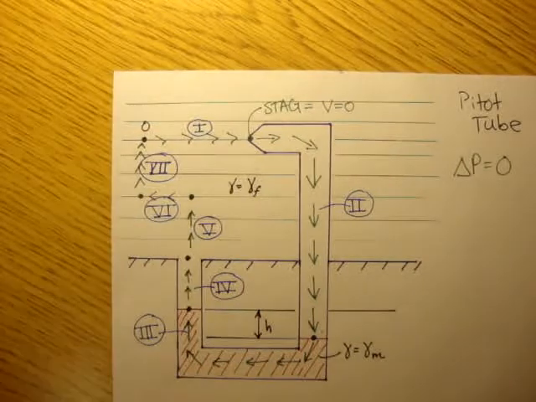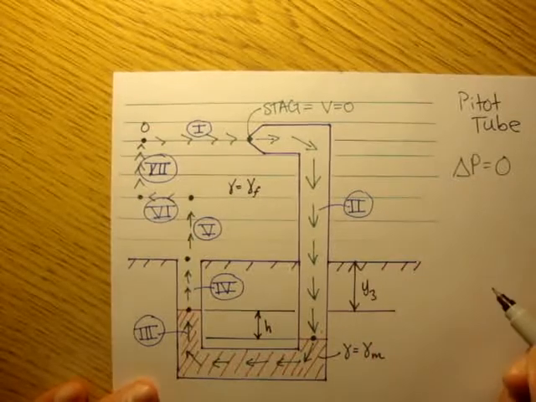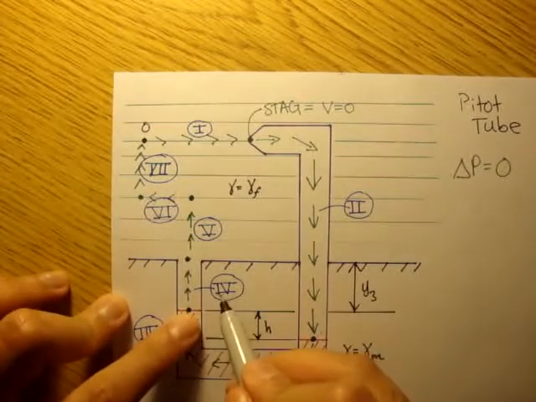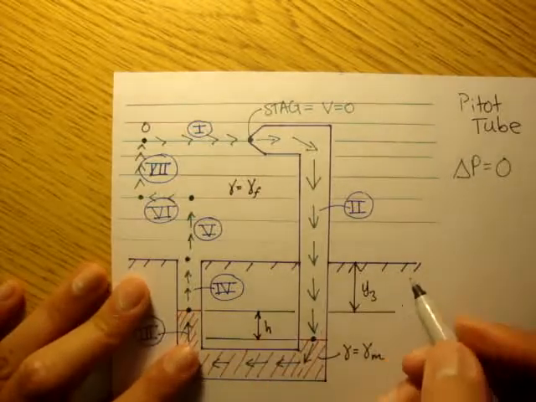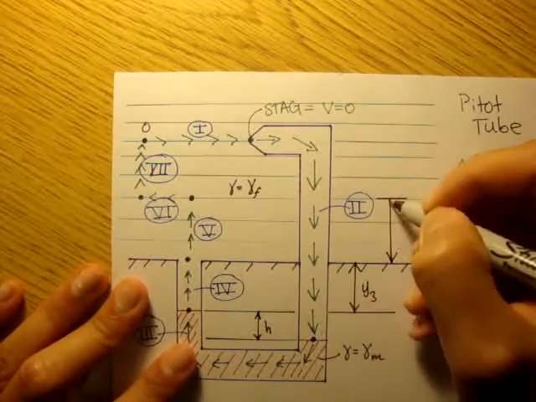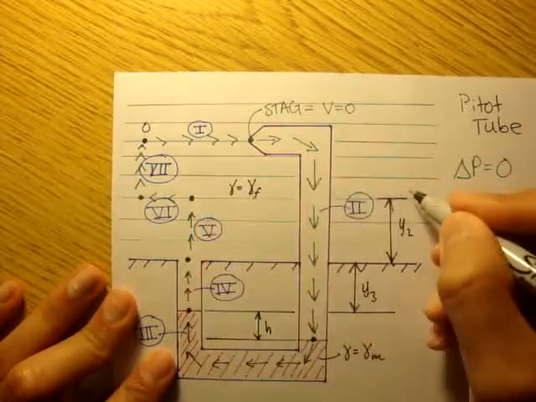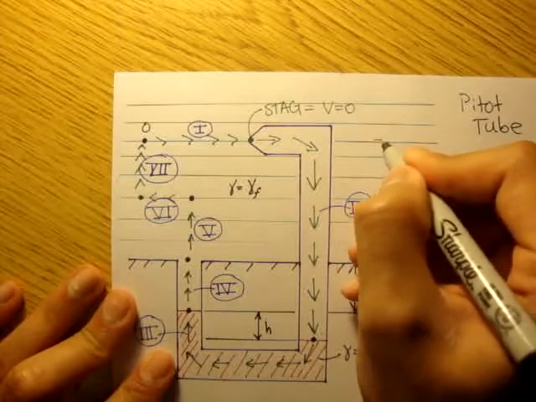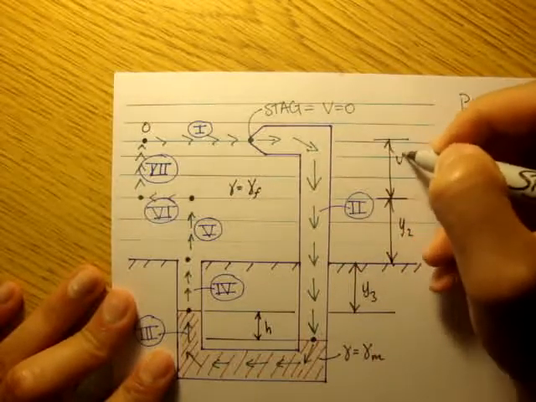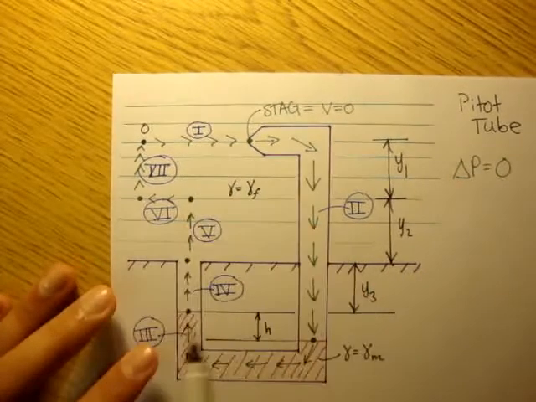Let's define a few more dimensions. This distance here, we'll call y3. It's path 4. And then we'll define this distance as y2. This is from the ground level to where we change directions here. And then up to that stagnation point we'll call y1. From this distance up to point 0, or path 1, that's y1.